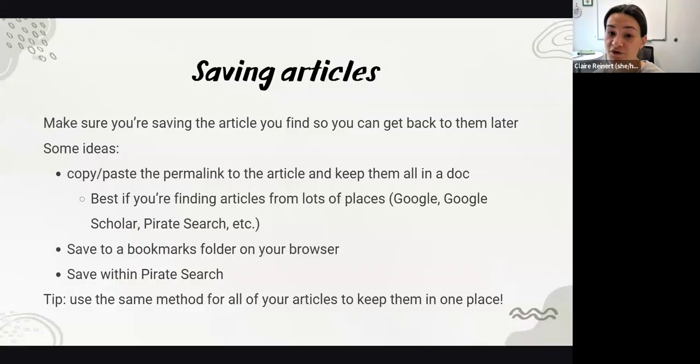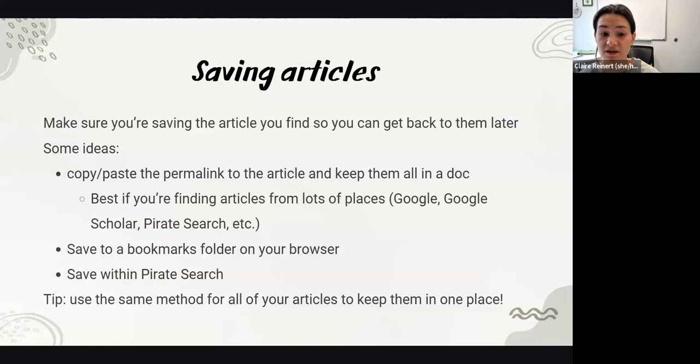Saving articles. So the first thing you're going to do when you're doing research for a paper and you found lots of articles that you're going to want to use in your paper, make sure that you're saving the article so that you can get back to it later. I know that this one seems kind of obvious, but it's not always super obvious. So there's a few different methods you can use to save the article and to get back to it later.